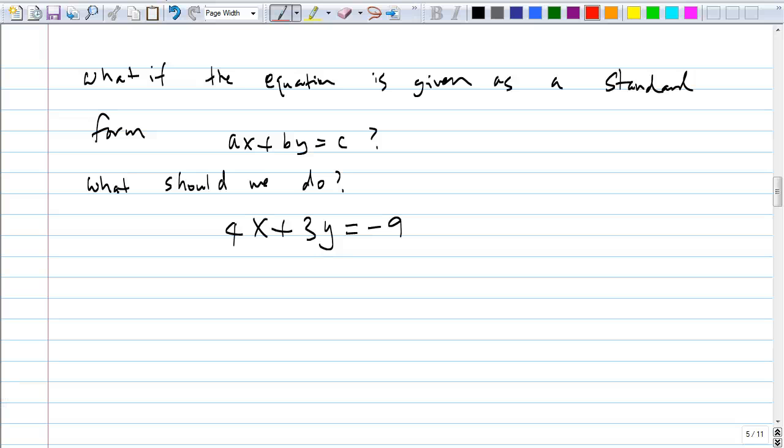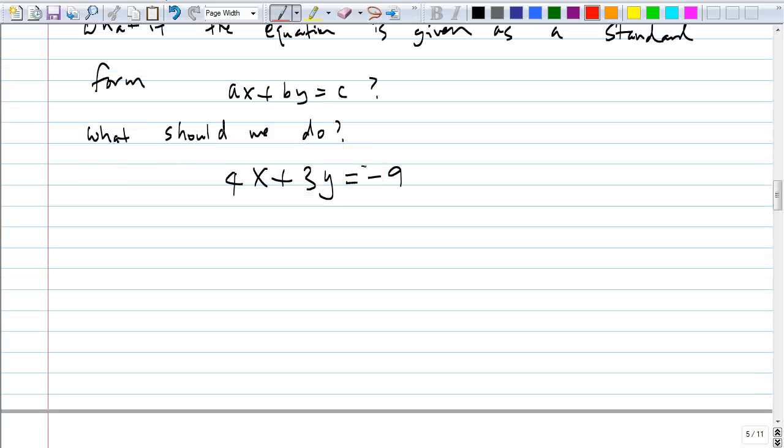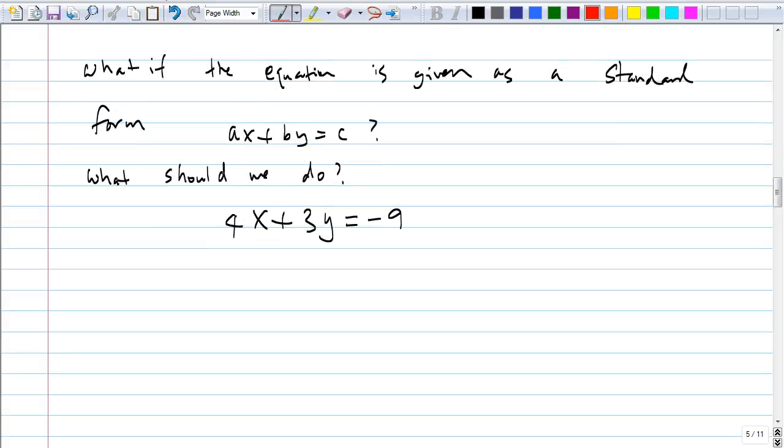Okay, I want you to discuss with your group. What do you guys think? What are you going to do to graph this line using slope intercept form? What did your team come up with? Kyle, what did you guys think? You subtract 4x first.